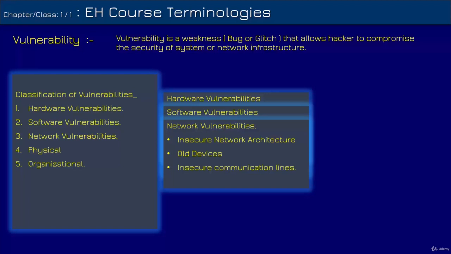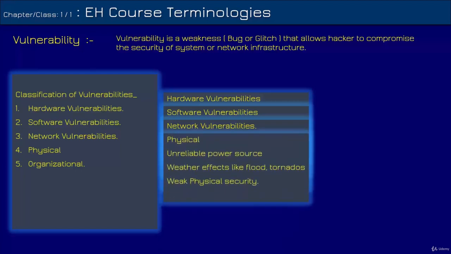Next comes physical vulnerability. Physical vulnerabilities are due to an unreliable power source or weak physical security, due to which devices or equipment may get corrupted or stolen, thereby losing a valuable asset of a company. Physical and geological vulnerabilities are very important risk factors that need to be kept in notice to avoid or to mitigate these kinds of vulnerabilities.